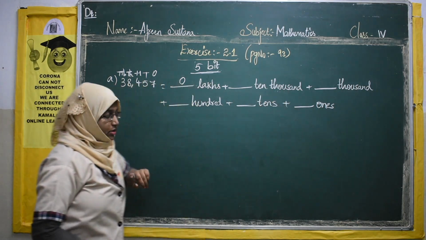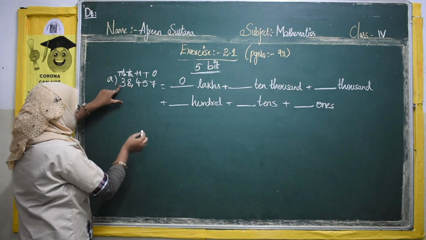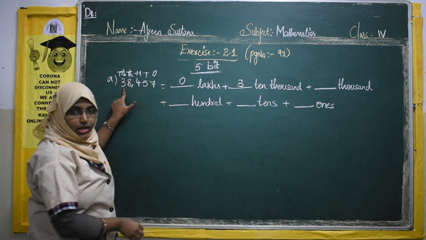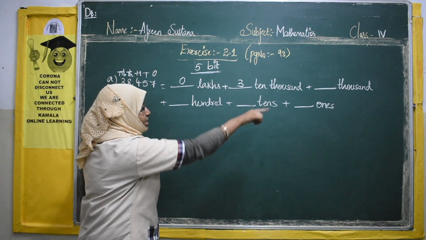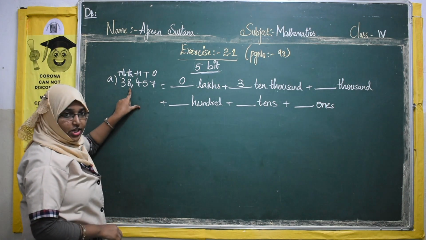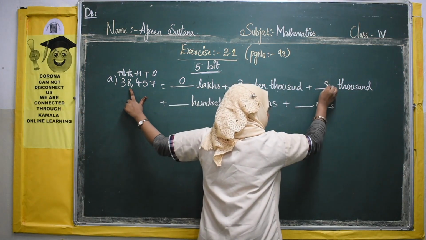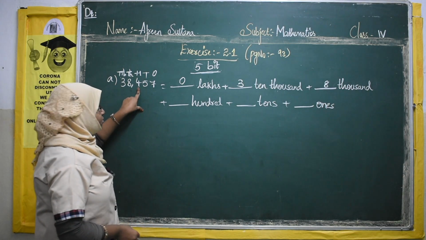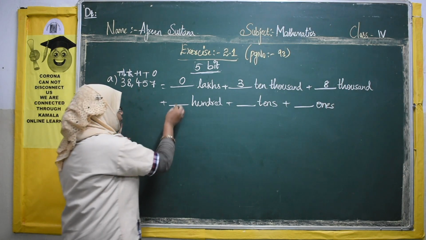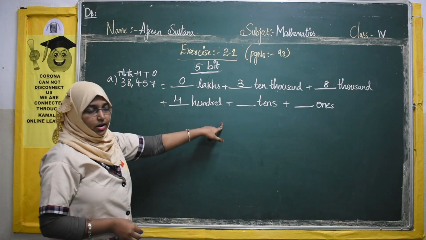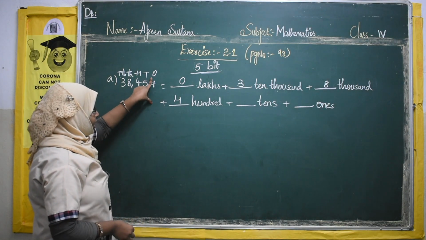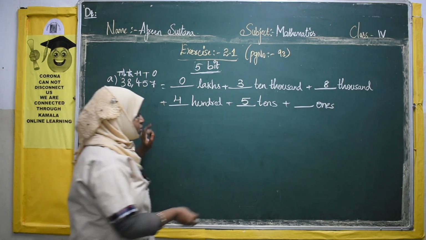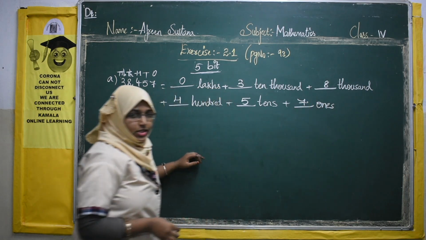Dash 10,000. See, starting from here, 3 is in 10,000's place. Which digit is here? 3. 3, 10,000. Next, dash 1,000. Now in thousands place, what is the digit? 8. So we will write 8 here. 8,000. Next, dash 100. What digit is here? 4. So 4 is in hundreds place. So 400. Next, 5 is in which place? Tens place. So 5 tens, and the last one, 7 is in ones place. So 7 ones. This is how we write.